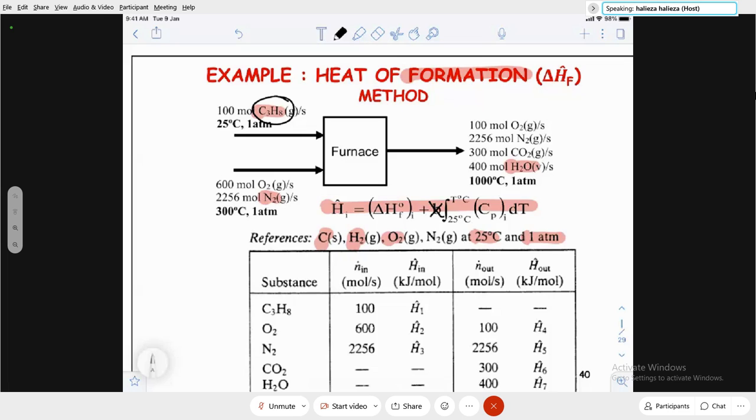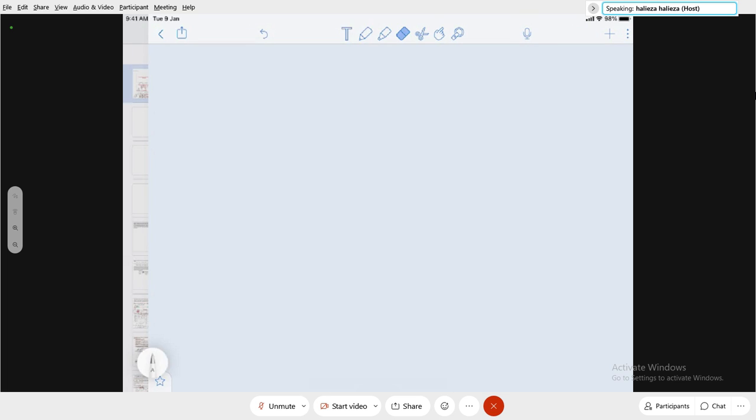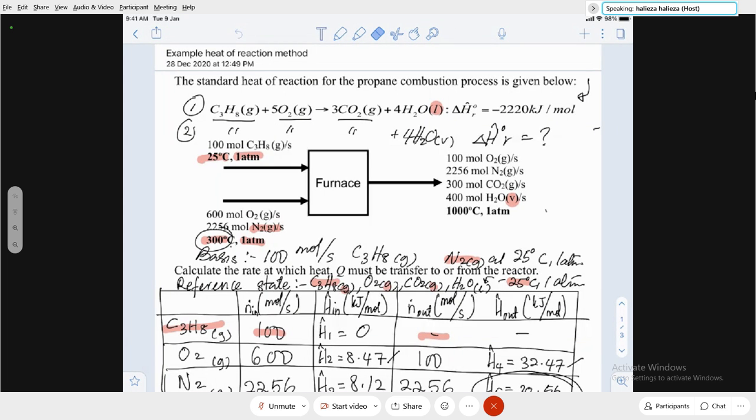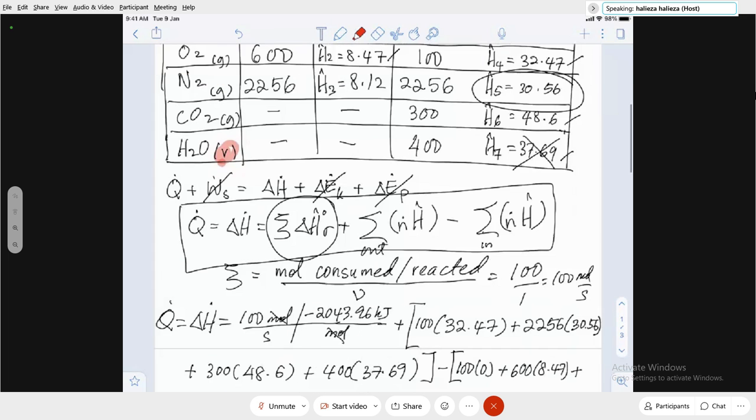Okay, so let's do this example. This is the same example that we did yesterday, but now we'll be looking at it from the heat of formation method. So I'll be going back to my example from yesterday. This was the propane example that we did using the heat of reaction. We calculated the heat of reaction yesterday. I forgot what we got, but it's somewhere here.